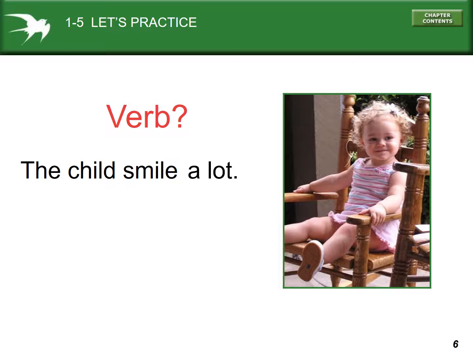So, in this sentence, what is the verb? The child smile a lot. Is that correct? Verb is smile. So do we add S or ES? In this case, we already have an E. We're just going to put an S. The child smiles a lot.